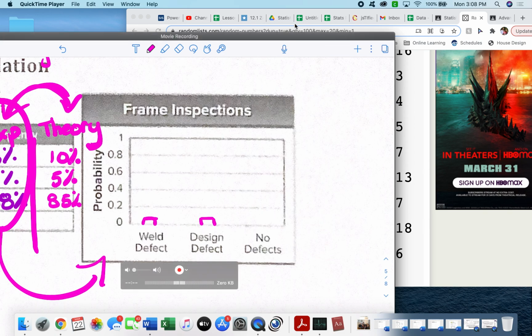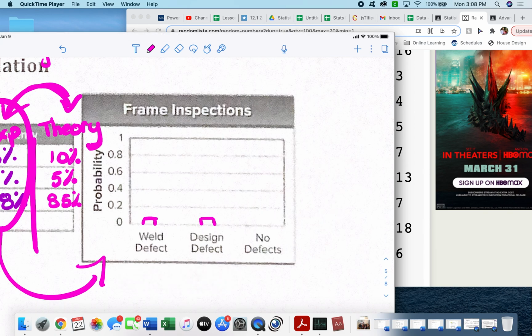Parts because my recording just stopped for some reason. I don't know why. So we were graphing these and we said this was 6% and this was 6%, and then we had an 88%, which is all the way up. 90% would be halfway between there, so I'm going to go there.